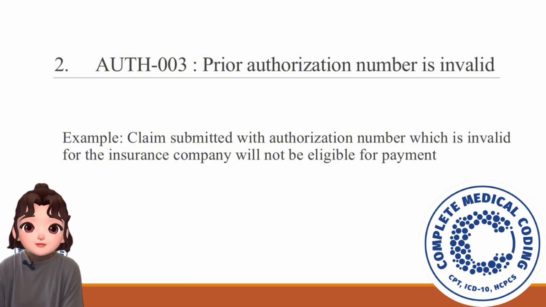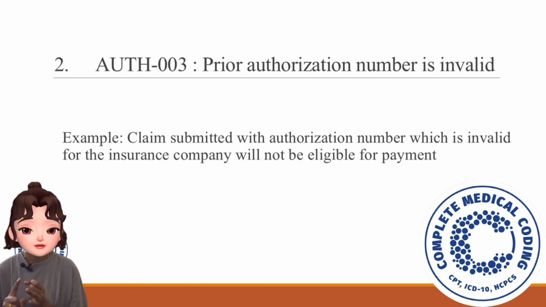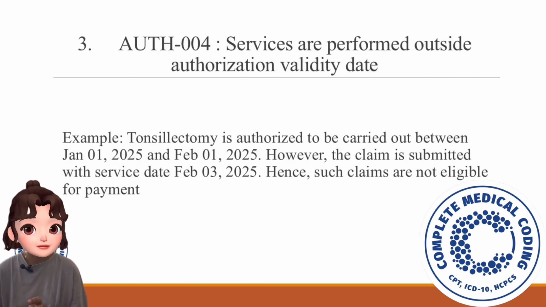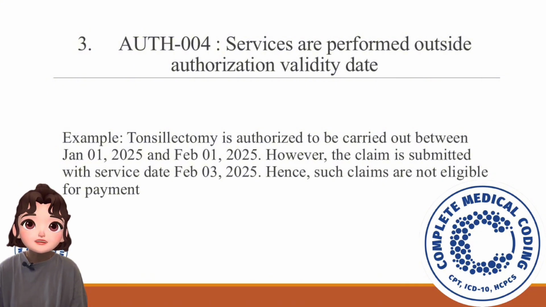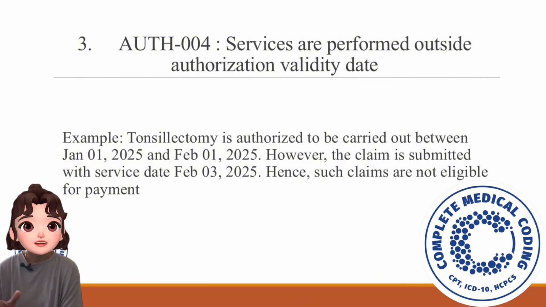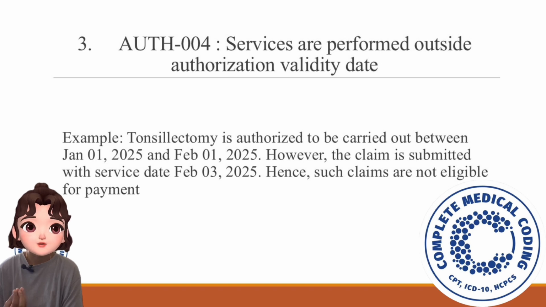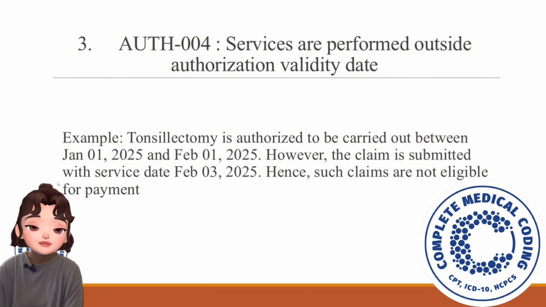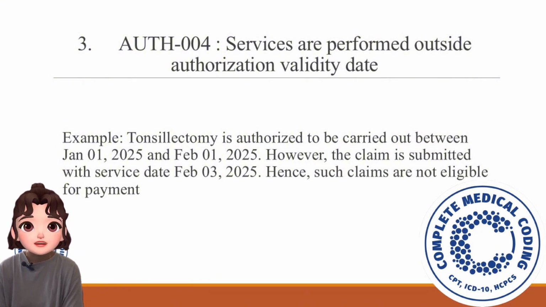Now what is the third one? Auth 004. So the first one is auth 001, the second is auth 003, the third one is auth 004: services are performed outside the authorization validity date. While reading the heading itself, you will understand what it is. But I'm showing it with some examples in case some new people in medical coding might not know. That's why I'm explaining everything in detail.